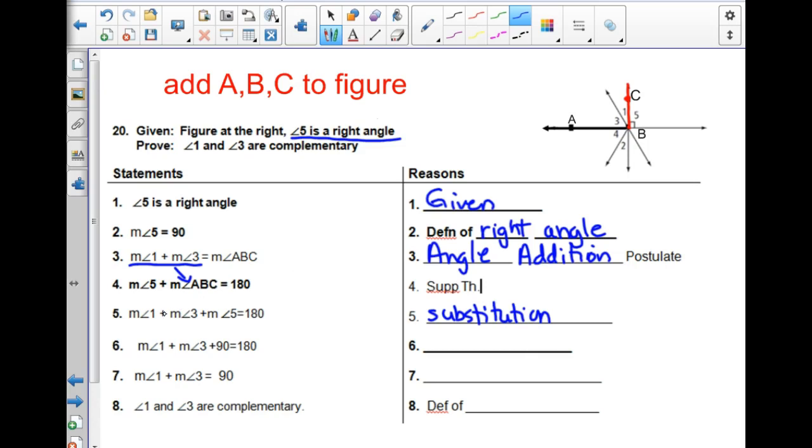Now, there's another reason, though. The measure of angle 1 plus the measure of angle 3 plus the measure of angle 5 is 180. Aren't those just added up angles again? That gives you a whole straight angle. So you could have said angle addition postulate as well here. I would have taken either one, substitution or angle addition postulate.